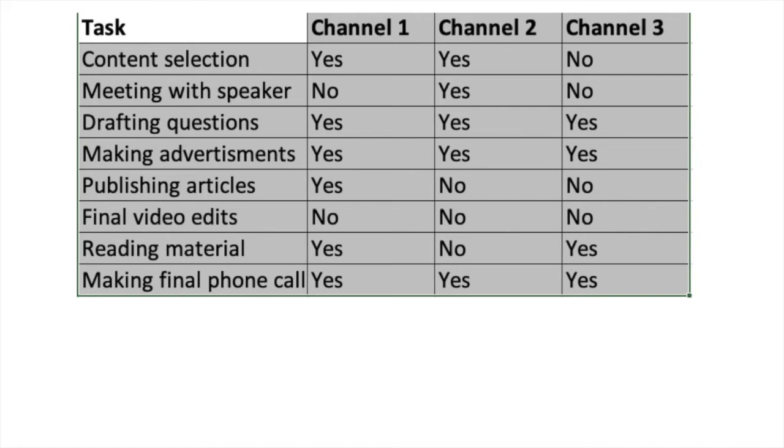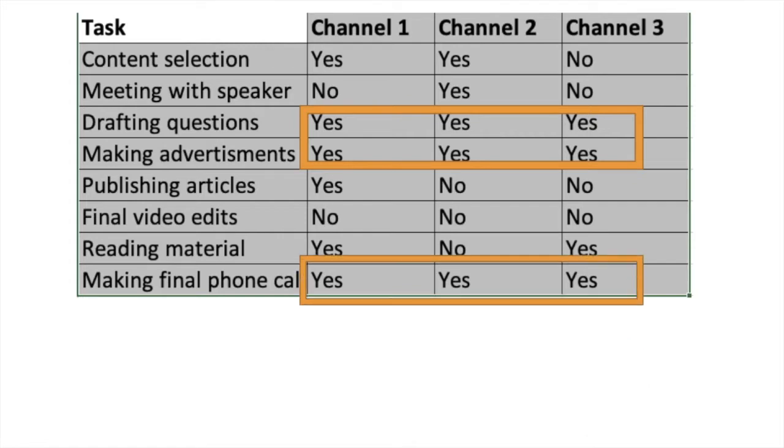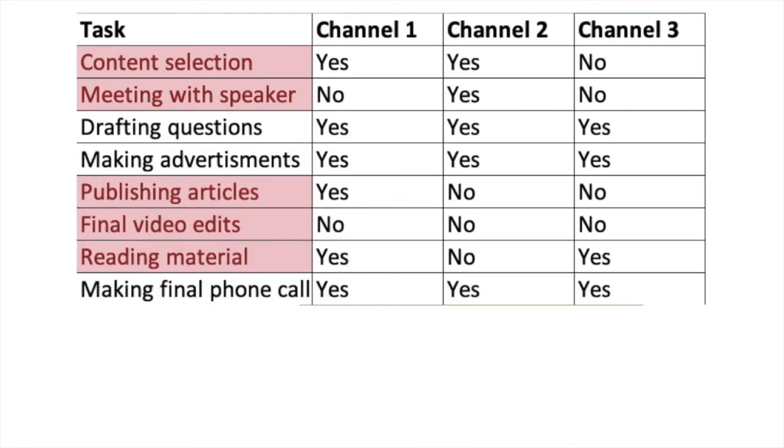I have this task list to do, and some have been completed and some have been left incomplete. But this doesn't give me any outlook. I have to go to each cell to know which is to be completed and which is not to be completed. See, drafting question task has been completed, making advertisement has been completed, final phone calls making have been completed. But what if I have a dashboard like this?